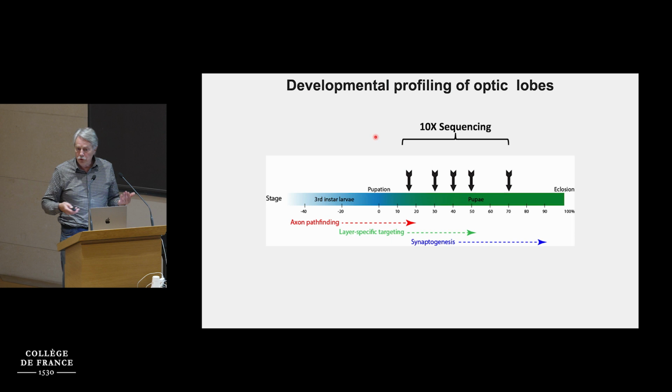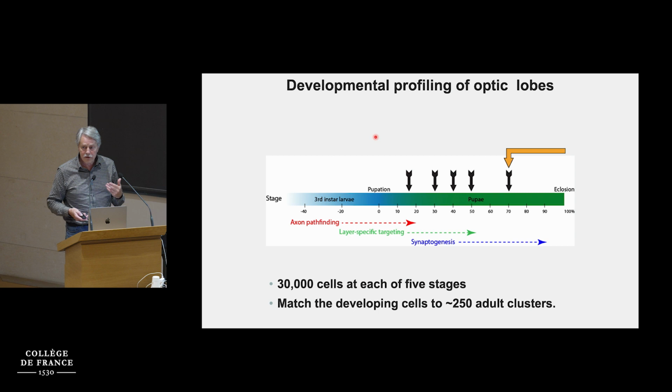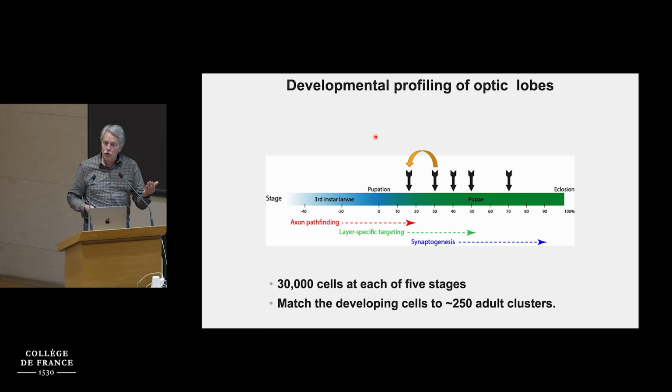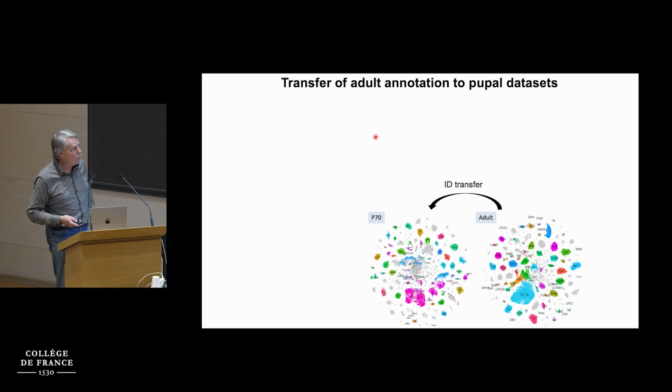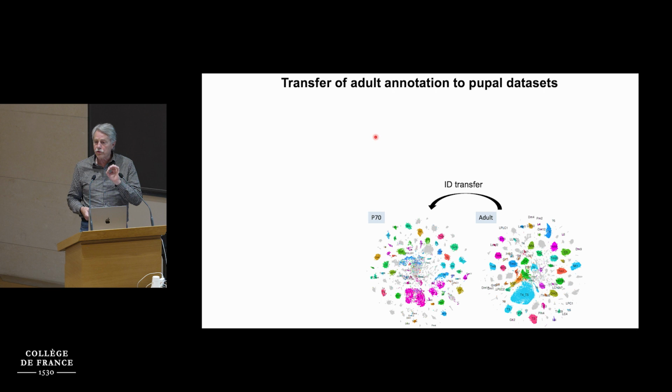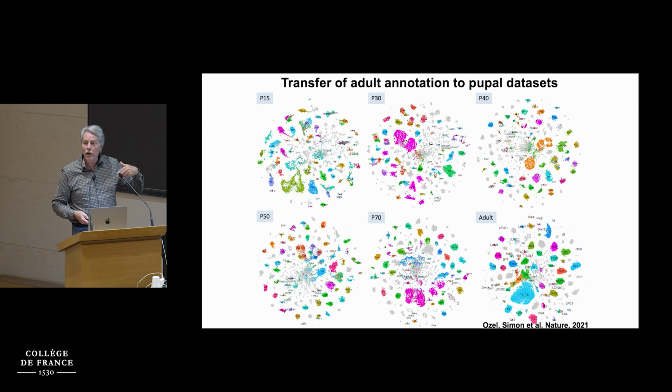But then we said, okay, let's get the adult transcriptome and then look earlier and earlier and earlier, and every time try to identify the neurons just a bit earlier in time than those in the adult, and so on. And it works beautifully well. So what you have here, again, are those 250 clusters that you have in the adult. And then you can see those at 70% of development, and you can match perfectly, one-to-one, all those clusters to the other. And then you can do the same thing at 50% development, all the way to the time where basically they were just born.